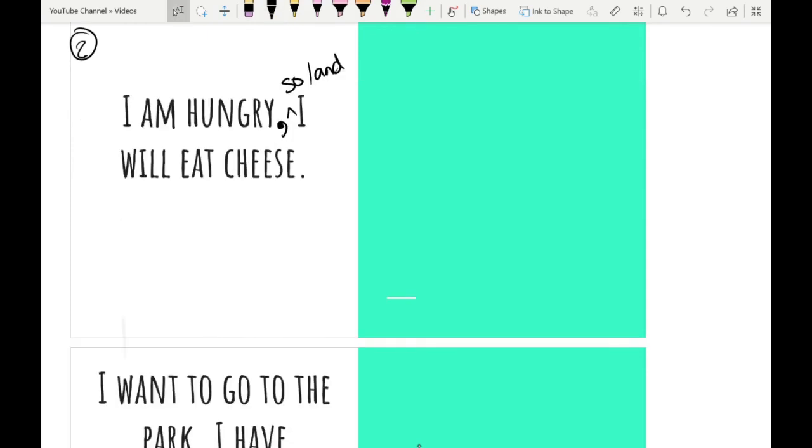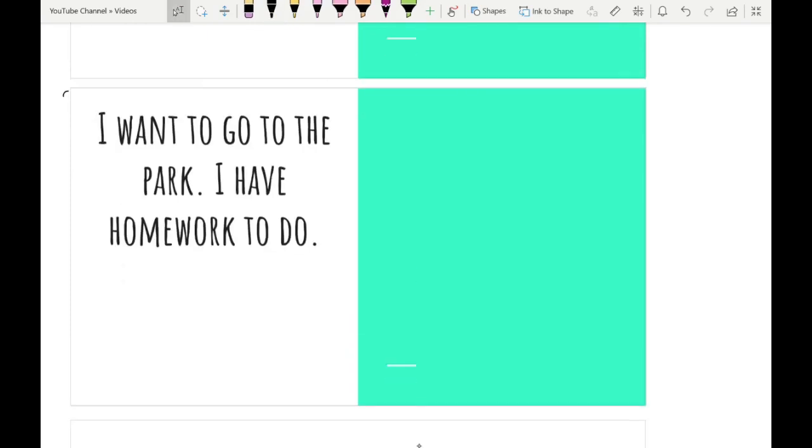Alright, number 3. I said and, but, or are the most common, but the examples I have are having a lot of so's. Let's take a look at number 3. I want to go to the park. I have homework to do. Okay, this one's not going to be a so, but what's the first thing we do? We take this period, we turn it into a comma, and then we add one of our FANBOYS. I want to go to the park, but I have homework to do.